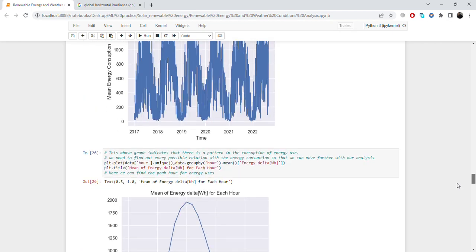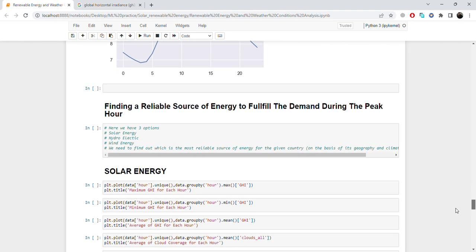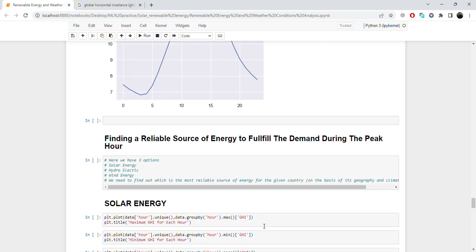So let's begin, and just give a minute. Here we go. Now, here we will analyze the solar GHI, the global horizontal irradiation. So we want to plot a graph which has the hour or time of the day and the maximum GHI. If you want to summarize the code, here we plot the data where data dot unique. You might ask why we take unique.